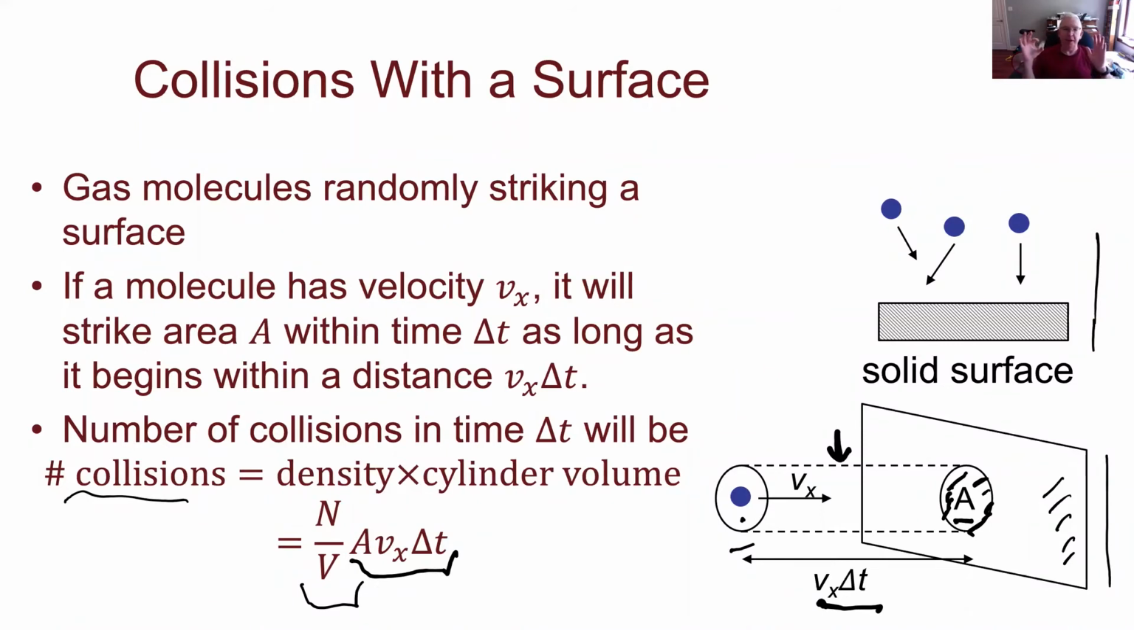So if I take that volume and multiply it by the number density, I'll get how many molecules are in there. That's how many molecules can hit the surface in that length of time, delta t. So remember that equation on the bottom, which is n over v times the area of the target on the surface times Vx and delta t.